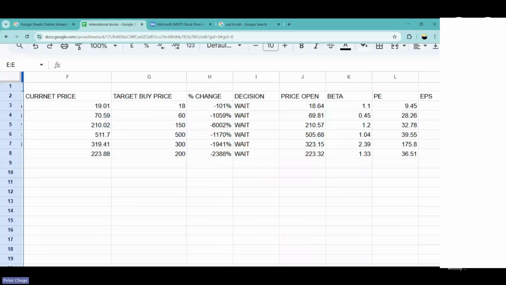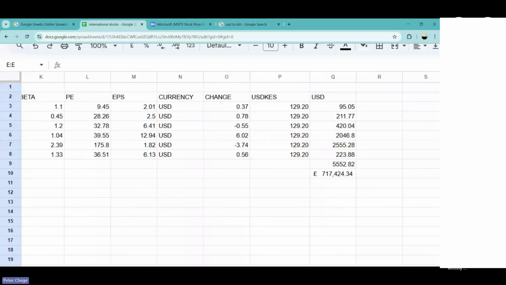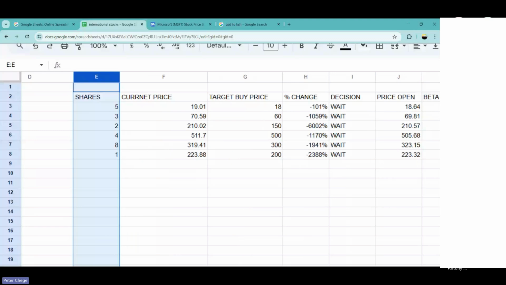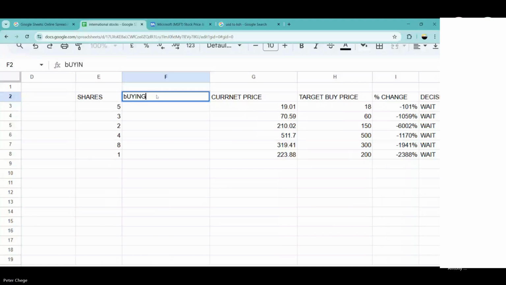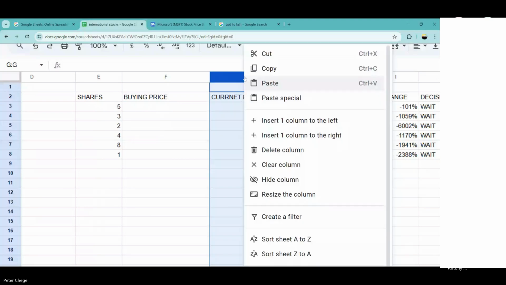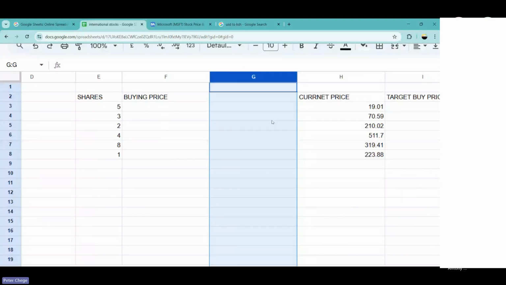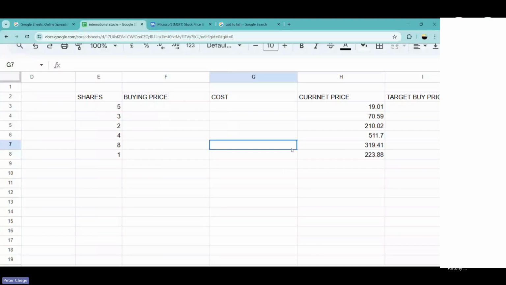Do we have buying price? So do we put buying price? No. So here we can insert a column, buying price. I want to show you now how you can practically create a portfolio valuation. Sorry, it's typing the wrong things. Then you need costs. Yeah, so costs. Then current price that we have already put.